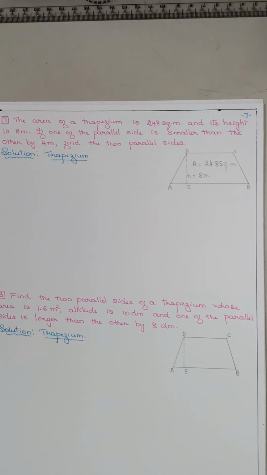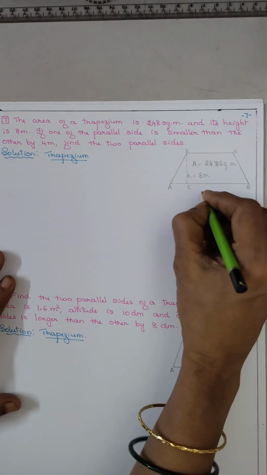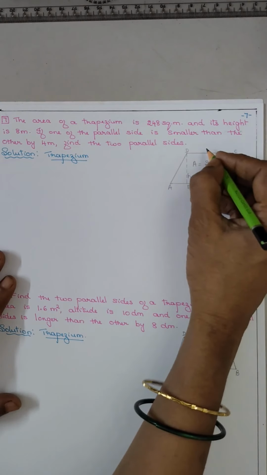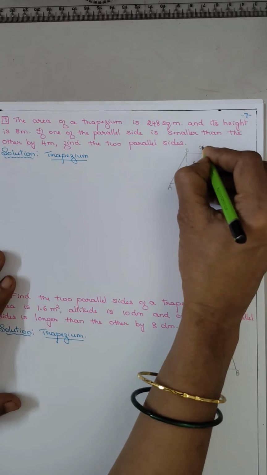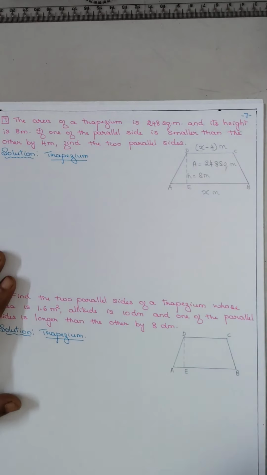Means what? They have not given the sides. If you take the bigger side as x meter, the smaller side will be 4 less than the other. So it becomes x minus 4 meter. Now we have to find x and then the parallel sides.